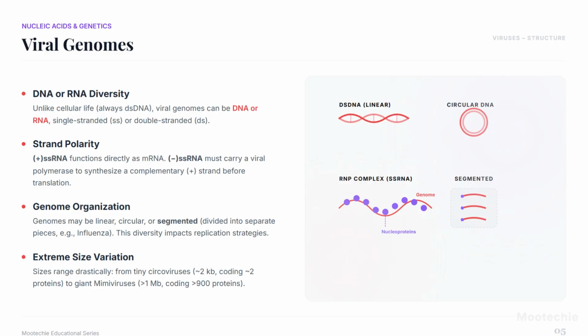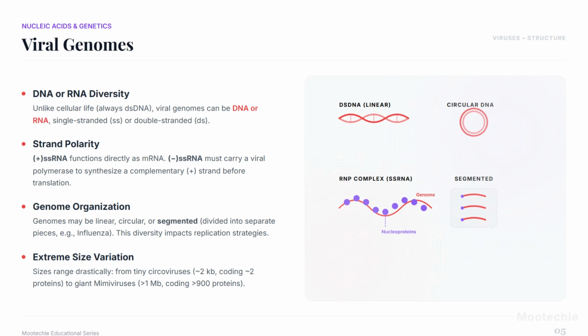The diagram shows icons representing different genome types: dsDNA linear, circular DNA, and RNP complex, which is ssRNA wrapped in nucleoproteins, and segmented. The labels genome and nucleoproteins help us understand the composition of these packages. The footer identifies this as slide 05 of the Mootechie educational series.